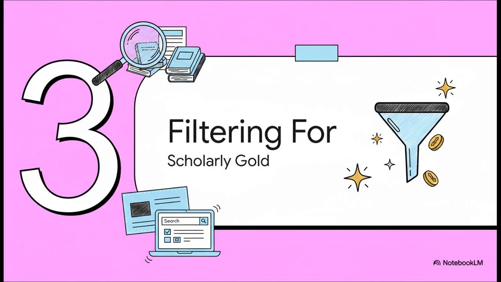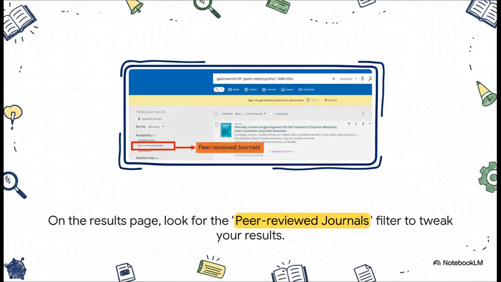Okay, so you've run your smart search and now you have a big list of results. It's time to pan for gold. How do we separate the really valuable scholarly stuff from all the other noise? Let's take a look. So on the results page, and it's usually over on the left-hand side, you'll see a bunch of tools to tweak your results.